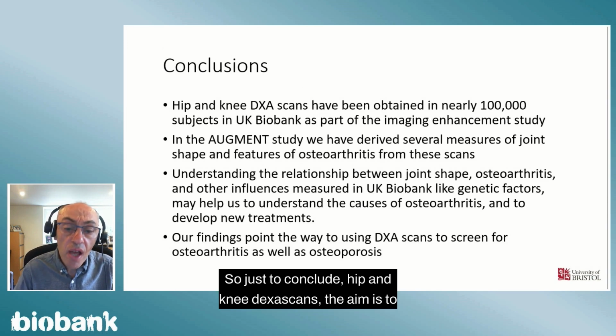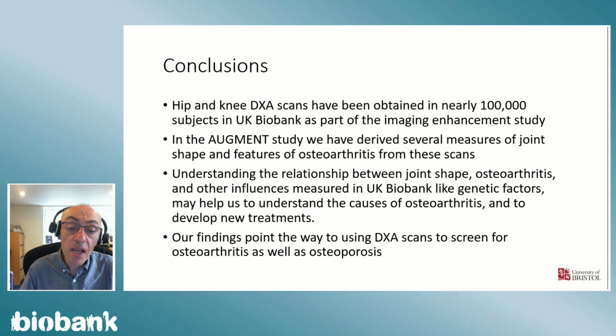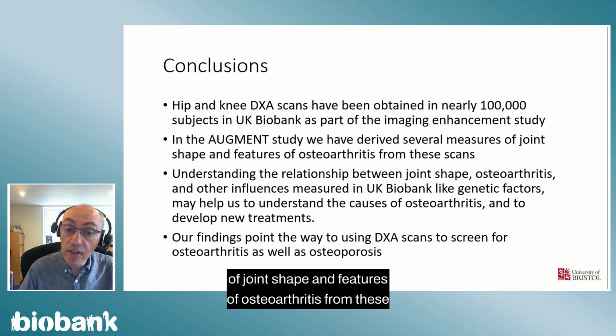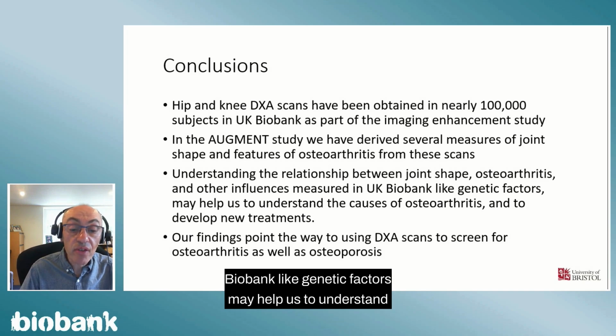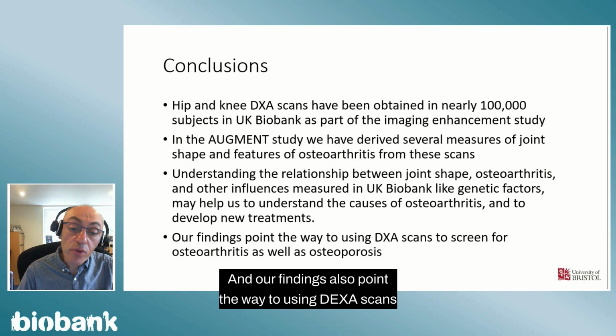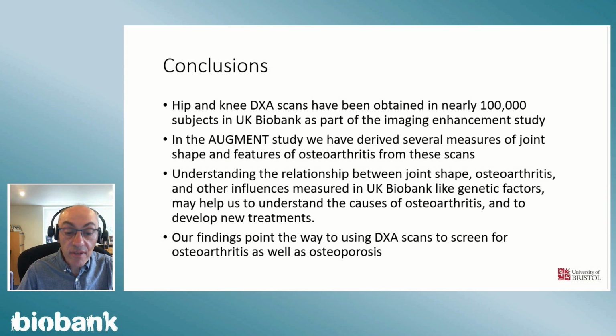So just to conclude, for hip and knee DEXA scans, the aim is to obtain these in nearly 100,000 participants in UK Biobank as part of the imaging enhancement study. As part of the AUGMENT study, we've derived several measures of joint shape and features of osteoarthritis from these scans. Understanding the relationships between joint shape, osteoarthritis, and other influences measured in UK Biobank, like genetic factors, may help us to understand the causes of osteoarthritis and possibly identify new potential targets for developing new treatments. Our findings also point the way to using DEXA scans to screen for osteoarthritis as well as osteoporosis. Okay, thank you.